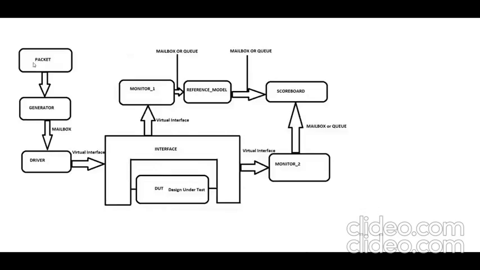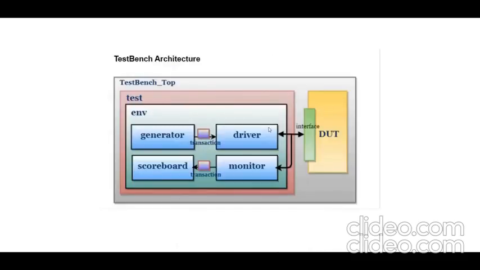These packet, generator, driver, monitor, reference model, scoreboard, and this monitor part 2, they all are basically part of your test. Now I hope you understood the difference, what is design, what is interface, and what are the test parts. So now try to correlate here. This is a DUT, then you have interface, and then you have this test part. This test part is responsible for generating the stimulus.